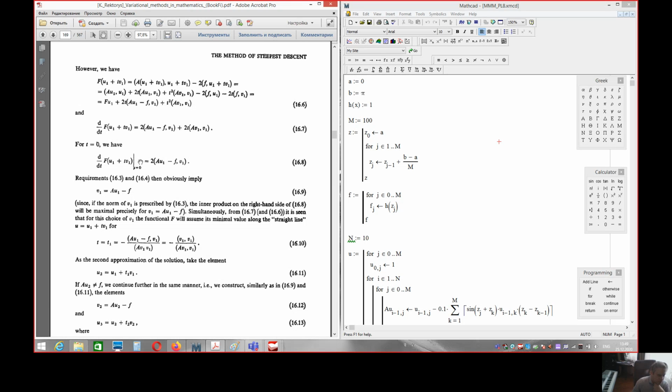And then substituting 0 instead of the first variation of the functional into this relation, we can find first approximation to a number t. T is equal to this over this one.